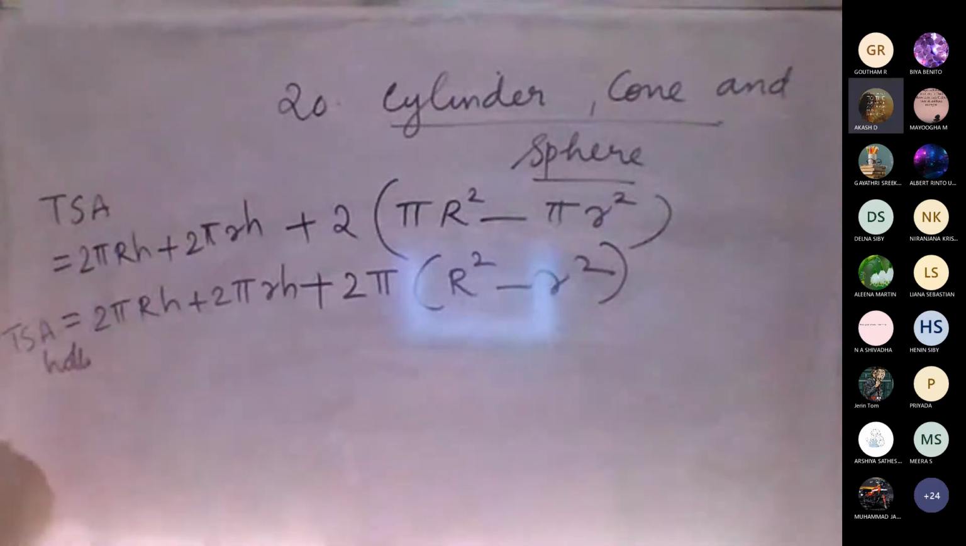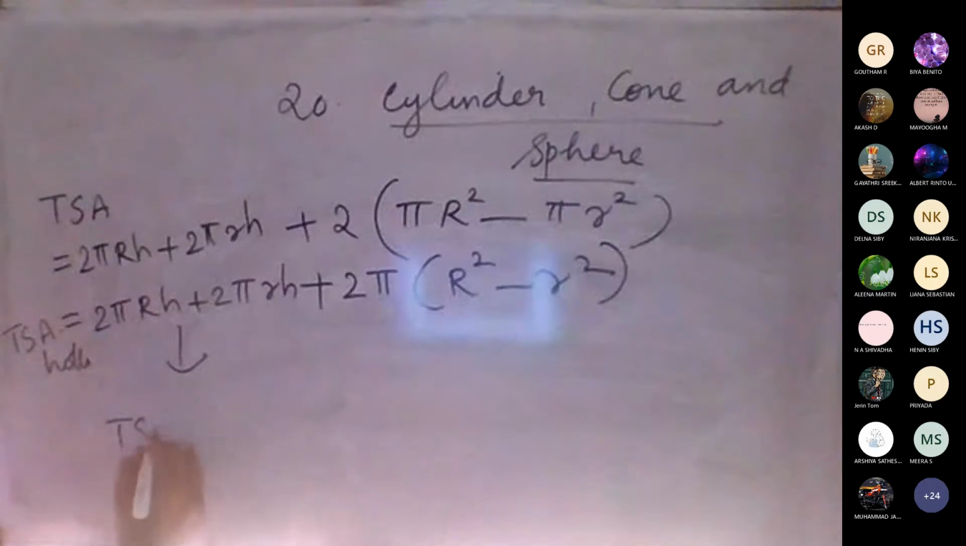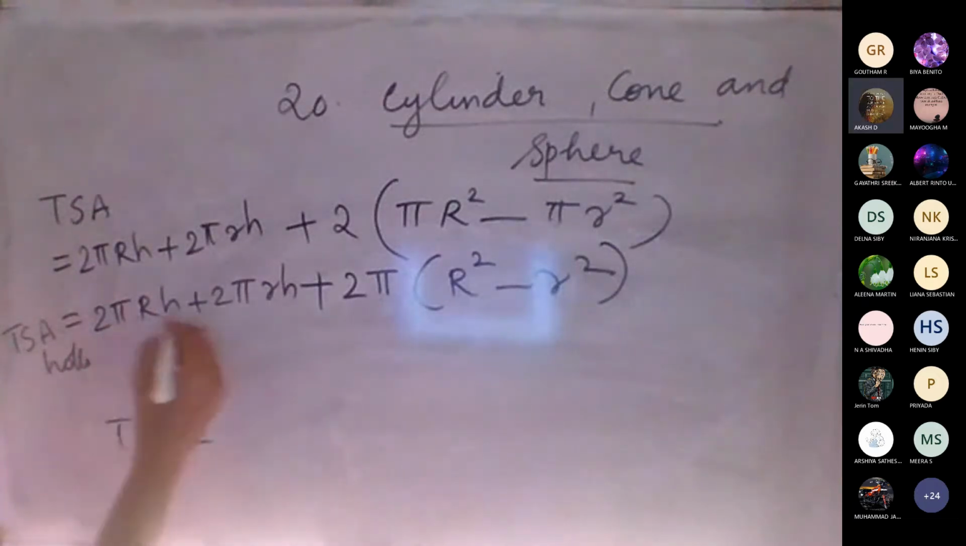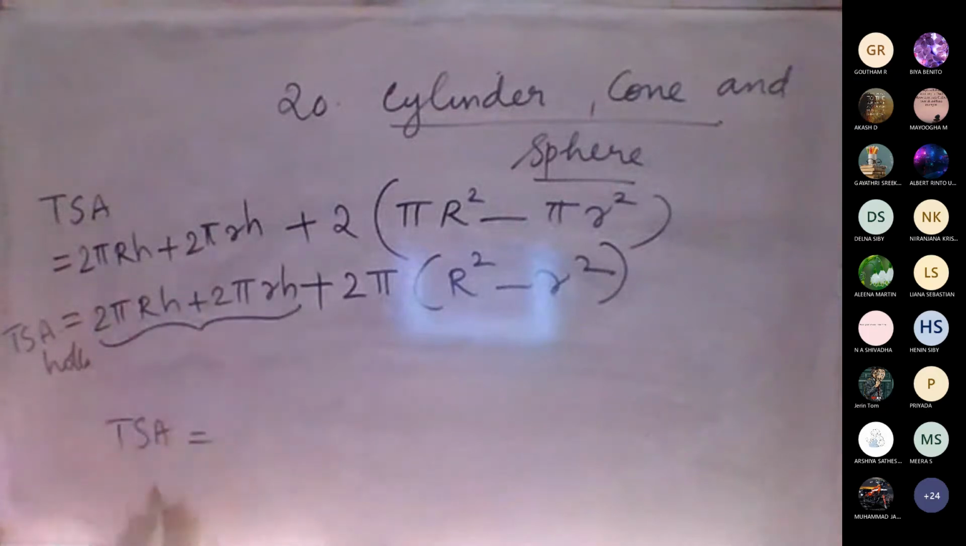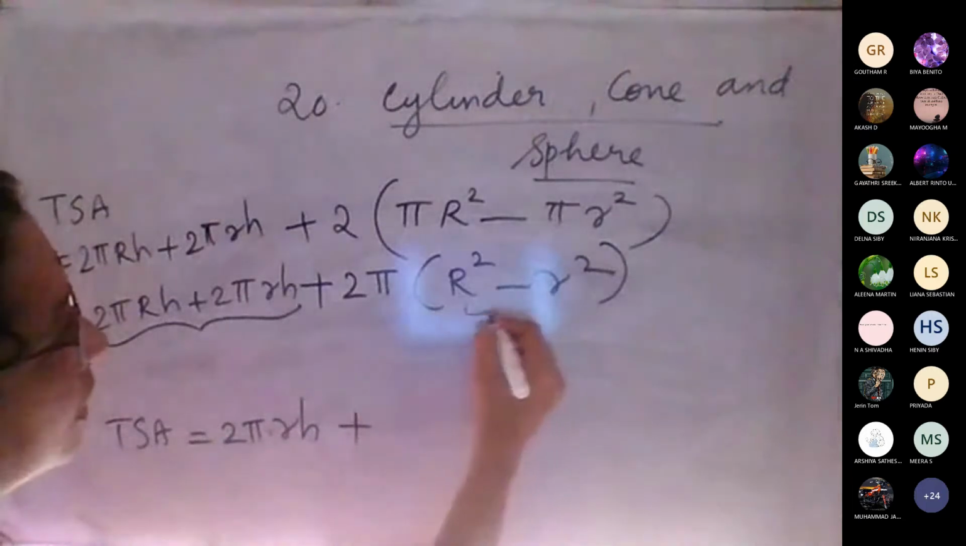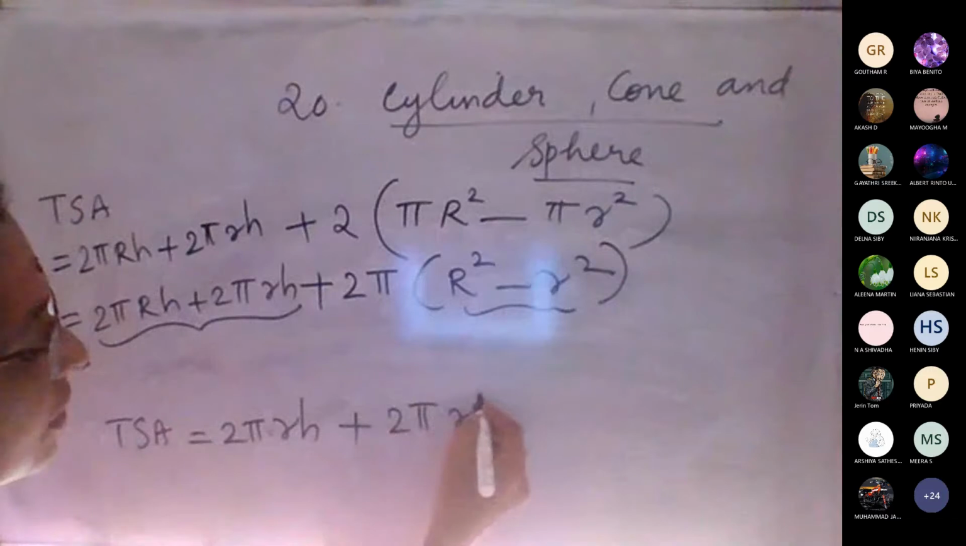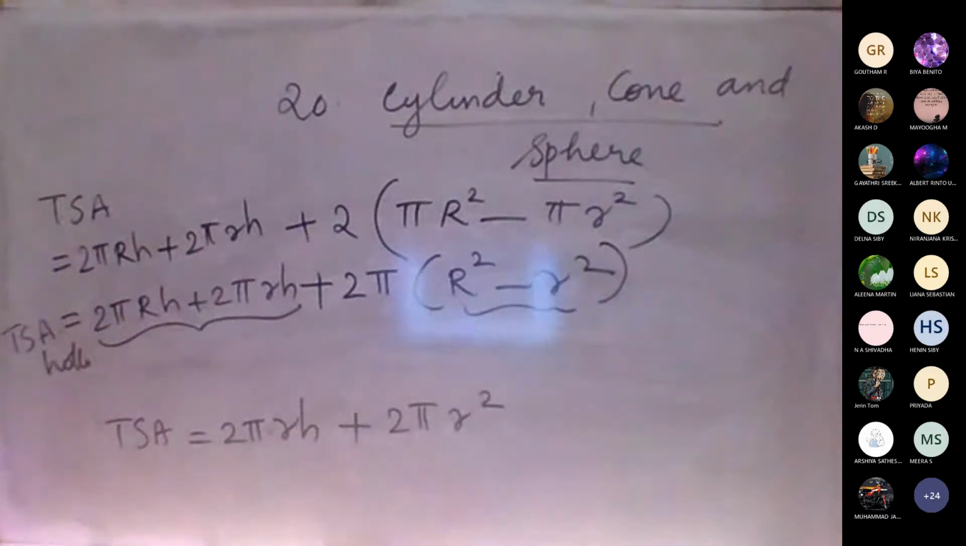Then what is the comparison with our cylinder? Total surface area of a cylinder. Compare with our first cylinder. This is the hollow cylinder. Curved surface area: instead of 2 R's, we have only 1 r. So it will be 2 pi r h plus, here there are 2 R's, there we have only r square, 2 pi r square. Understood? Difference?